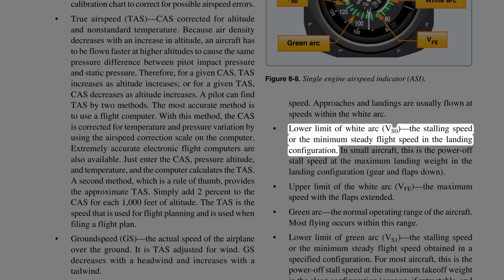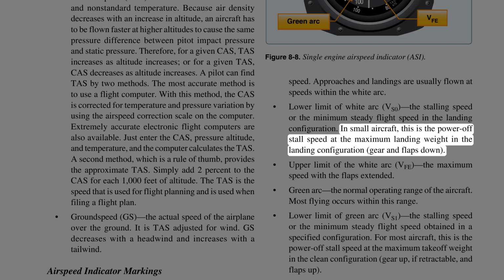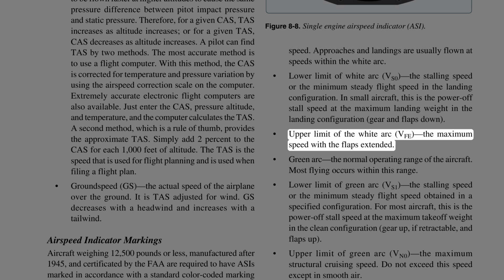Lower limit of white arc, VS0. The stalling speed or the minimum steady flight speed in the landing configuration. In small aircraft, this is the power-off stall speed at the maximum landing weight in the landing configuration, gear and flaps down. Upper limit of the white arc, VFE, the maximum speed with the flaps extended.